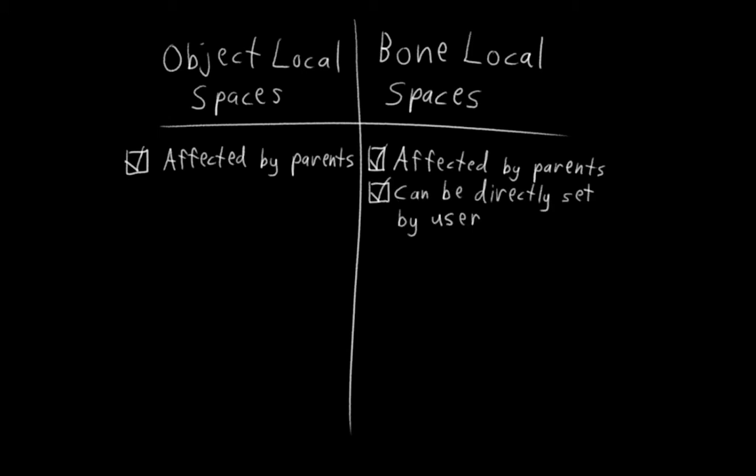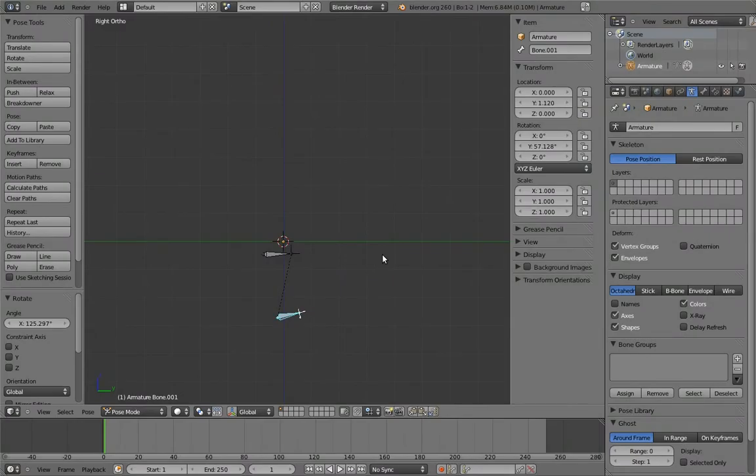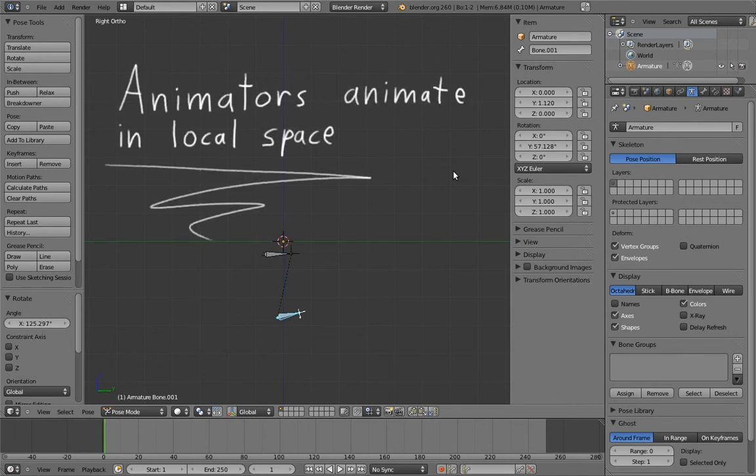Whew, that might be a lot to take in, and I apologize if that's the case. Spaces are an important concept in computer graphics and rigging, but they can also be kind of mind-bending. So for now, I'll just leave it at this, and we'll revisit it later. But one last thing. It is important to realize that the coordinates we see here in the end panel, and that the animator will be animating with, always represent the local space transforms of the object or bone. In other words, animators are always animating in local space.